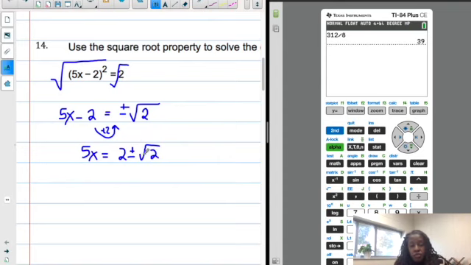I like to put the 2 in the front. If you want to put it in the back, it just looks a little strange to me, but you can put it there. And then we're going to divide by 5. And Pearson will accept it as well wherever you put it, as long as you don't put it under the radical with the other 2.